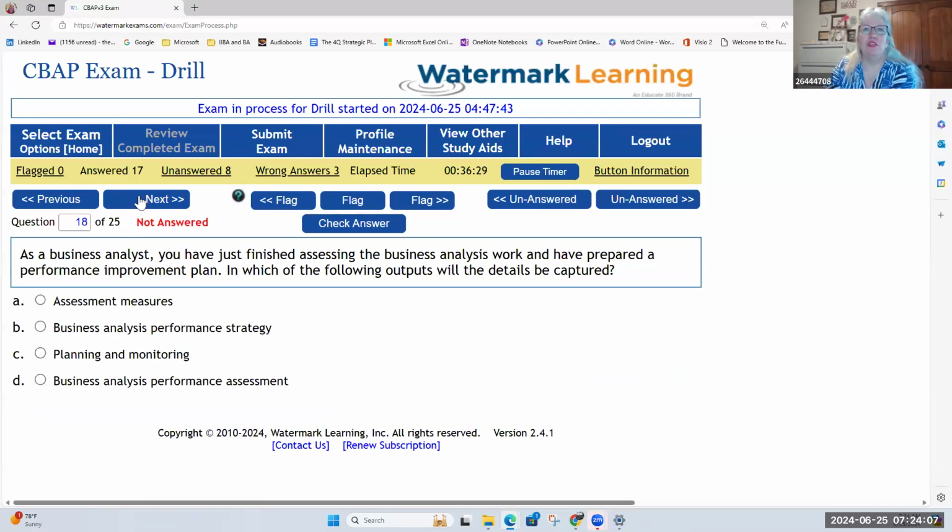As a business analyst, you have just finished assessing the business analysis work and have prepared a performance improvement plan. This is you planning, you assessing your own work on the project and saying, you know what, that's something I should have done earlier, or this is something I could have done better. Which of the following outputs will the details be captured? So outputs is a document. Would it be your assessment measures, business analysis performance strategy, planning and monitoring, or business analysis performance assessment?